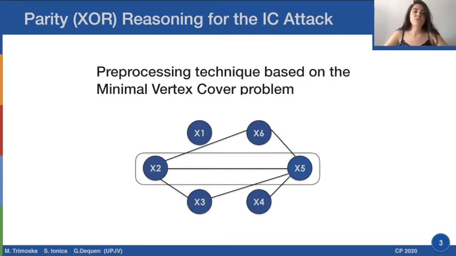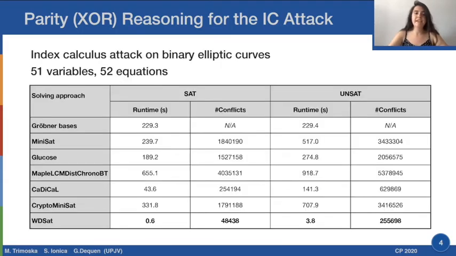More specifically, we will show you how we use the minimal vertex cover problem to decide on the order of branching variables. At the end, we will show you our experimental work, which is mostly focused on the elliptic curve discrete logarithm problem. This problem is at the core of many public key cryptographic systems.